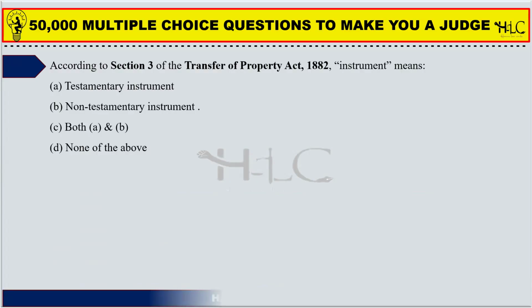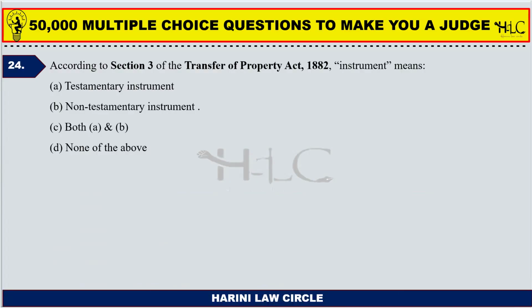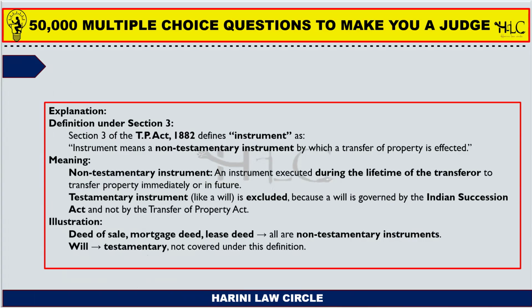Next question. Question number 24. According to Section 3 of the Transfer of Property Act 1882, instrument means what? Is it a testamentary instrument, non-testamentary instrument, both A and B, or none of the above? Your correct option is option B, non-testamentary instrument.